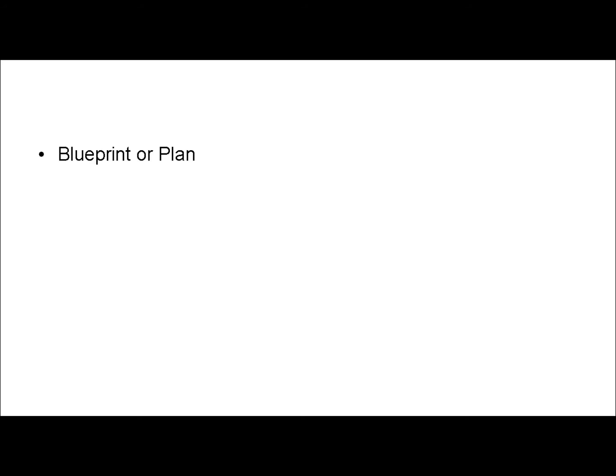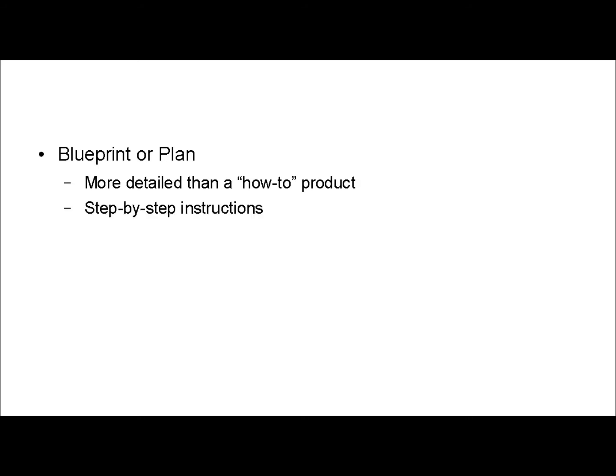And then there are blueprints or plans. Now, a blueprint or a plan is more detailed than a how-to product, and they give step-by-step instructions. And they're also organized in a very easy-to-follow manner, so somebody can follow the steps and achieve a recognized outcome.